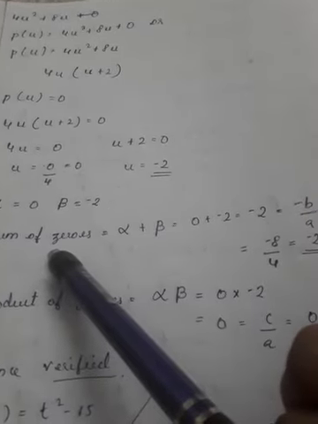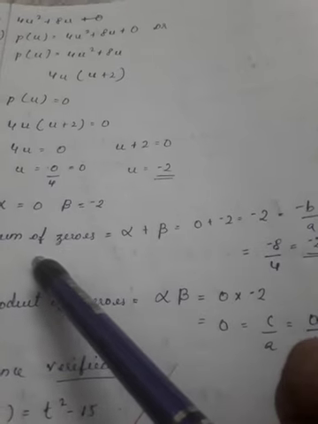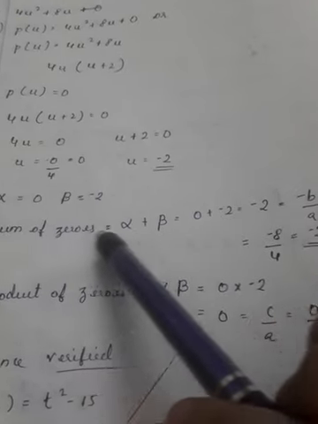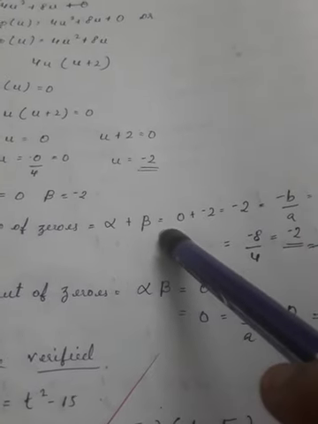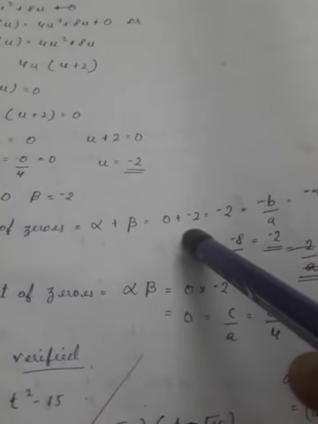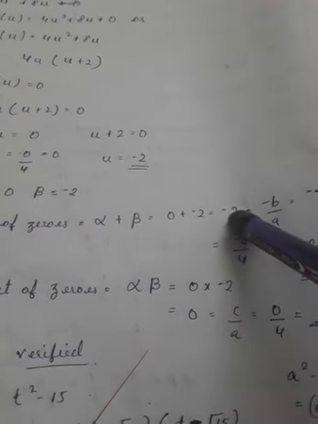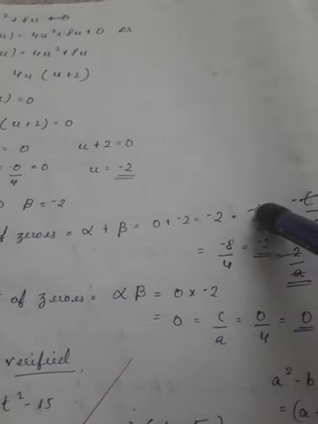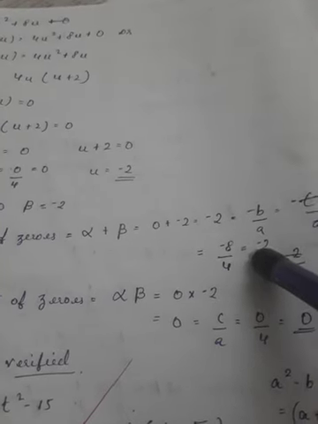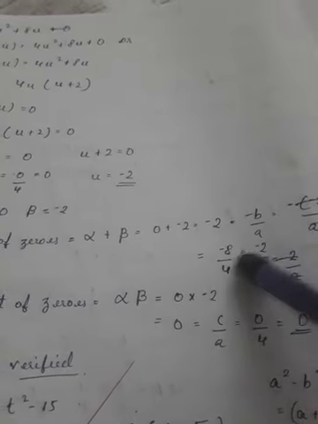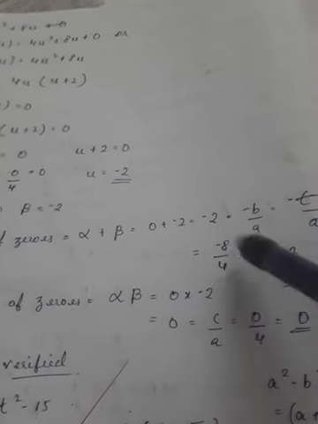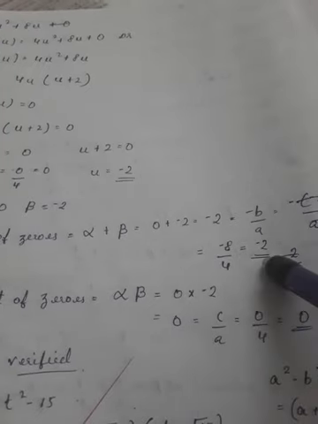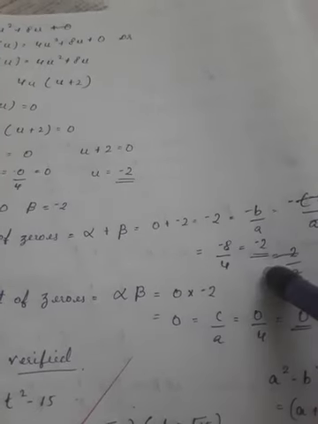Now we need to verify the relationship between the zeros and the coefficients of the polynomial. For that we can find sum of zeros, alpha plus beta equal 0 plus negative 2, that is equal negative 2. Then we need to find negative b by a. B is 8. So negative b by a means negative 8 by 4.